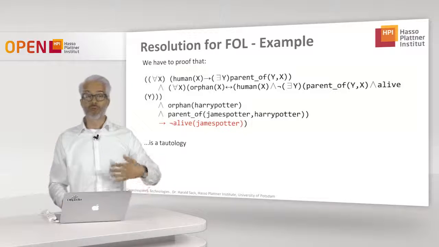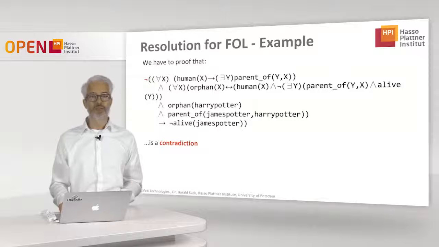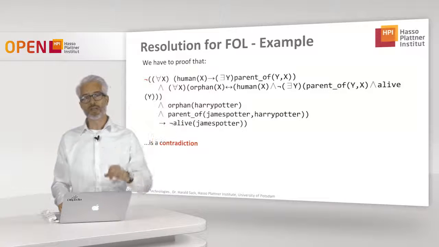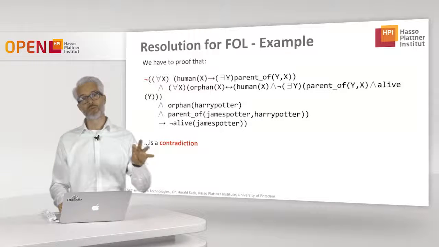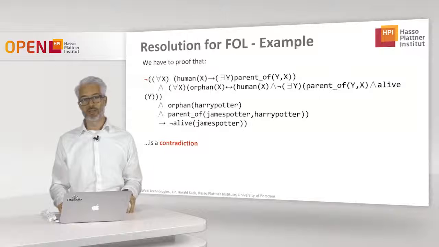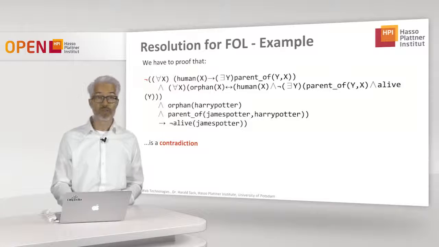We know resolution works the other way around, so we have to negate everything. So the negation of the entire expression must be a contradiction. Okay, so far so good. To apply the resolution algorithm, everything has to be in clausal normal form. Therefore, we have to do lots of translation.